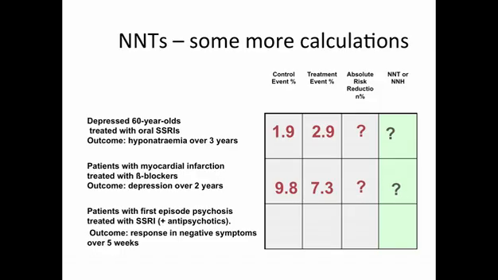The third example, patients with first episode psychosis are treated with SSRIs in combination with antipsychotics, and we are evaluating whether the addition of SSRIs will improve the rate of response to negative symptoms over a 5 week period. We observe that in people who do not receive SSRIs, the event rate is 9.2%, but in people who receive the SSRIs in addition to antipsychotics, the response rate is 12%. What is the ARR and what is the NNT?